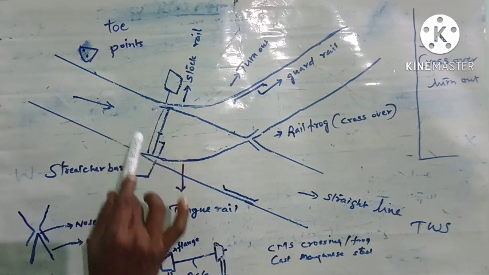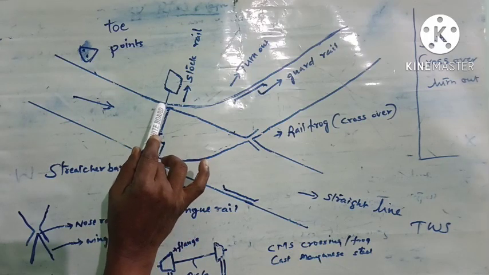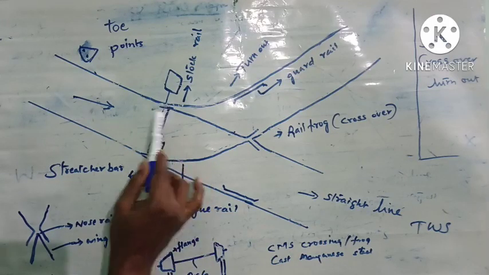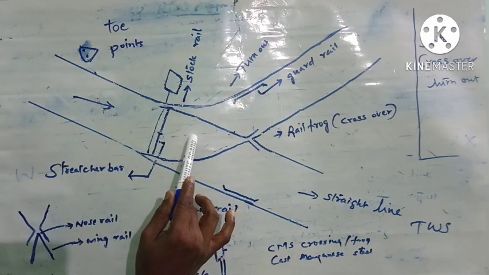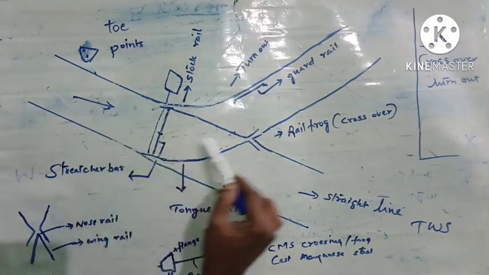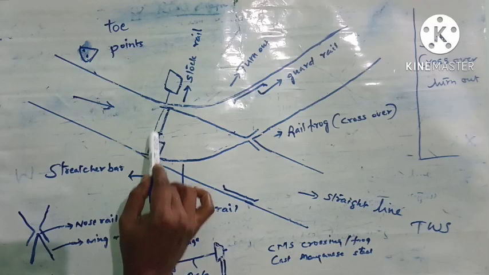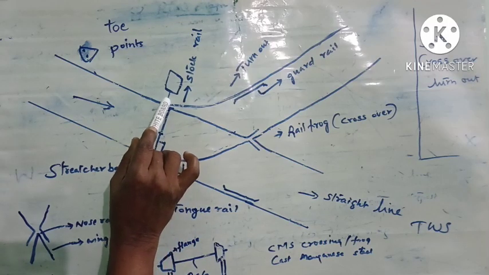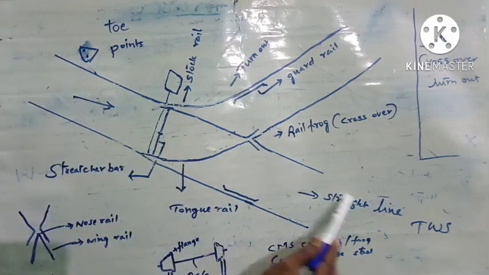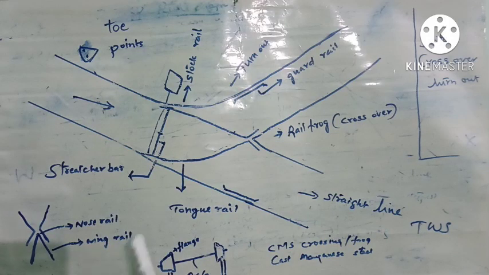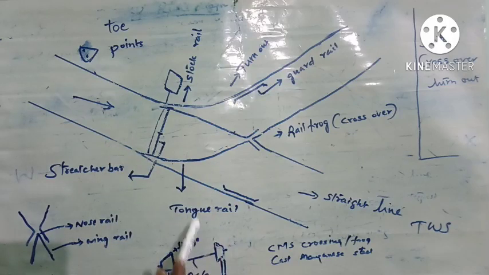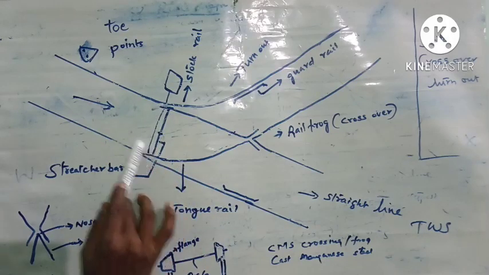Suppose the points have failed, and if they are not operated properly or not set properly, what will happen? The train will derail here. In the normal course, if the point is set here, the train will go to the turnout, whereas if the switch is operated and this tongue rail is touching here, there will be a gap here. That means the train from this facing direction will go in this straight line. So in either route, the train will go if the points are set. But if they are not set properly, the train will derail.